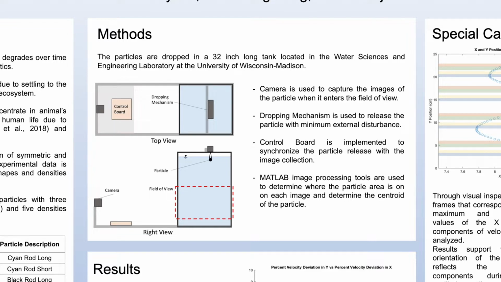A control board was implemented in order to synchronize the release of the particle with the image collection of the camera. So when the particle enters the field of view, the camera would start capturing the image of the particle, and we would have consistent experiments along each trial. Later, image processing tools were used to determine the centroid of the particle in each frame of the total time series. The centroid data was later used for determining the settling velocity of the particle.